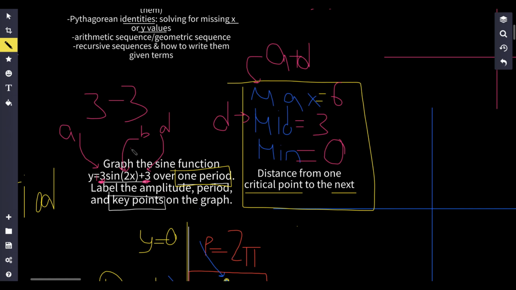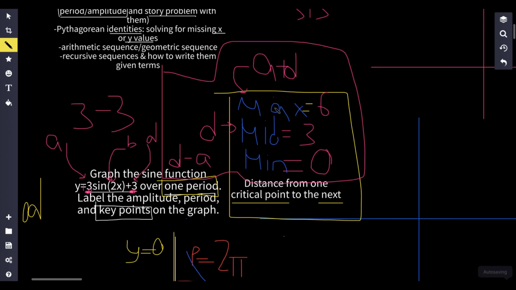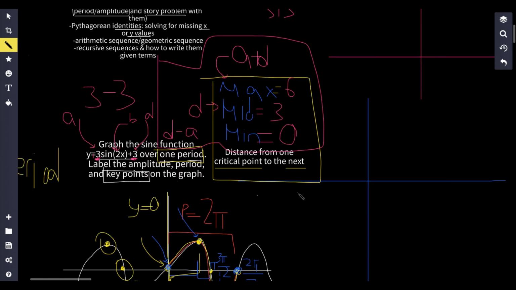And then finally, if I wanted to find the minimum point, I take my midline and I subtract my amplitude. So make sure you remember this, but also that you understand it. Make sure you memorize this, but also understand where these ideas come from. We only have one more thing to find out.